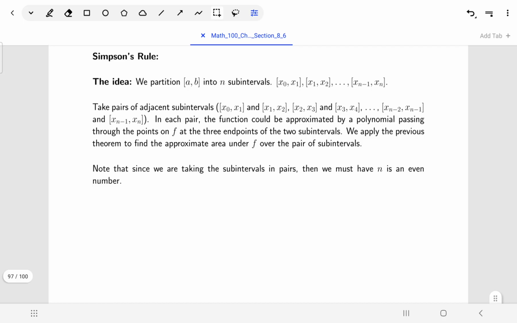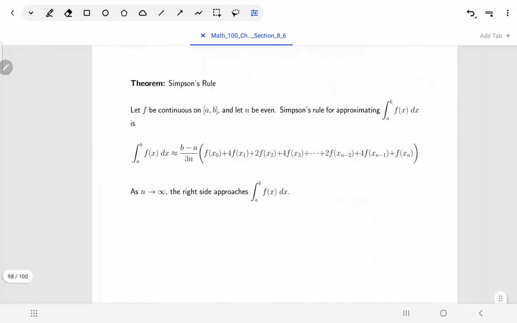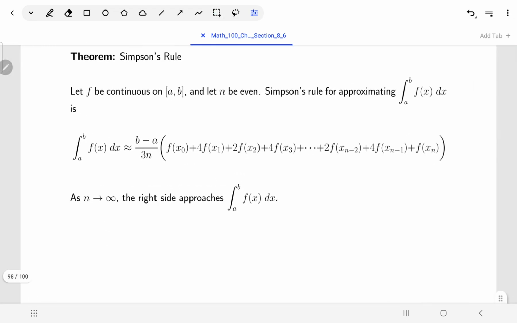And so the theorem that we have now for Simpson's rule says that, again, you've got yourself a continuous function. In other words, it has a definite integral, and we've got ourselves an even number of subintervals. Simpson's rule says how we do that is, as I said, a bunch of 4s and 2s and 4s and 2s of all the ones in the middle of all the y values, and that the beginning and the end y values show up exactly once.